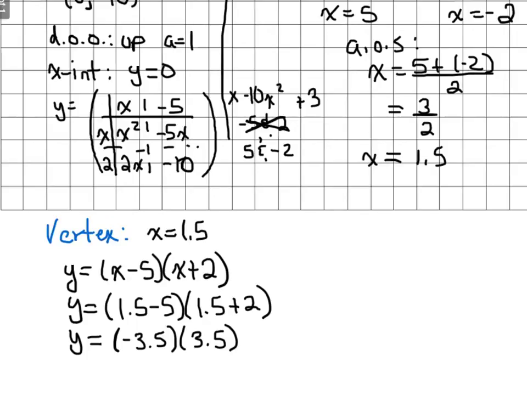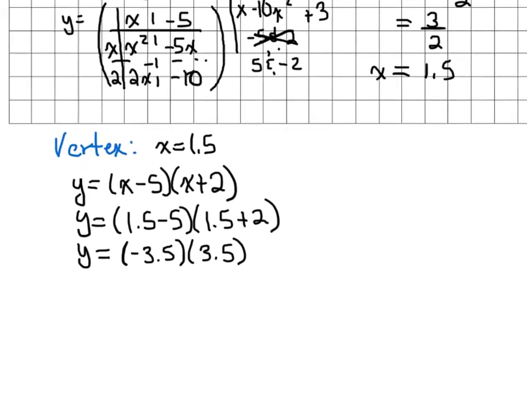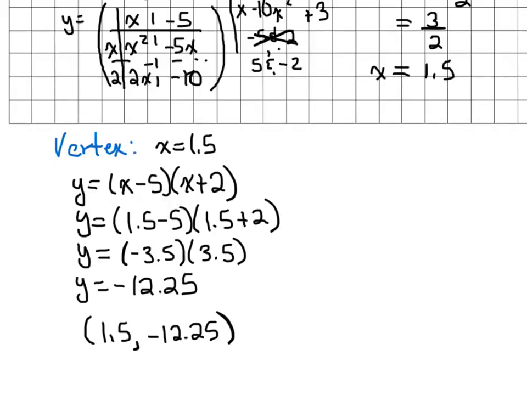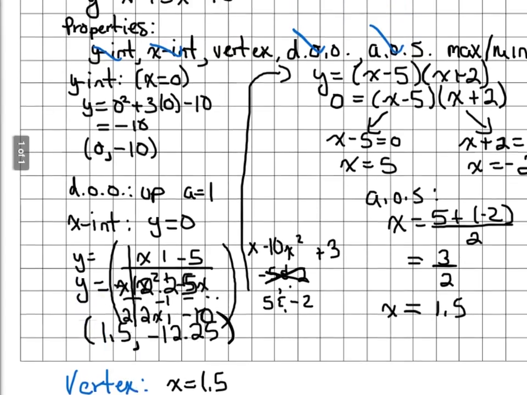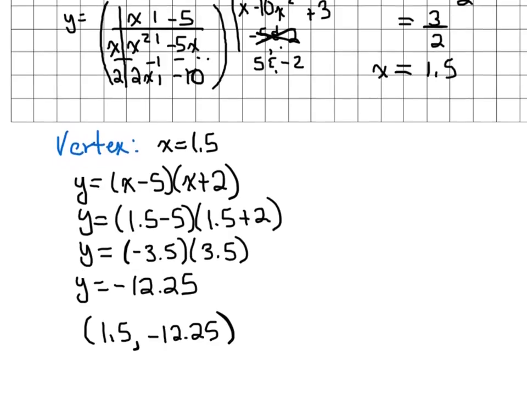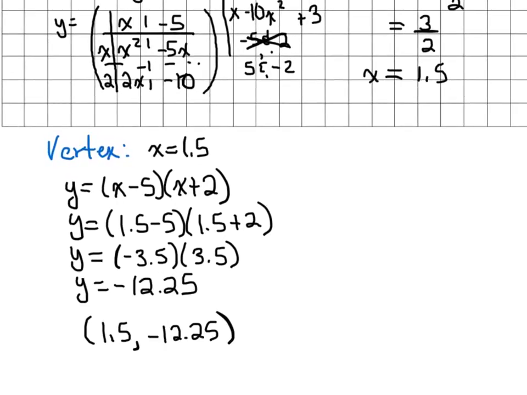That will equal minus 12.25. So we now know the vertex is at (1.5, minus 12.25). Now we have the vertex, so we can actually cross that off our list. All right, so we know what the vertex is.